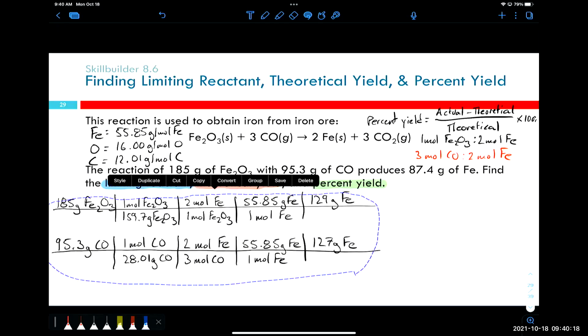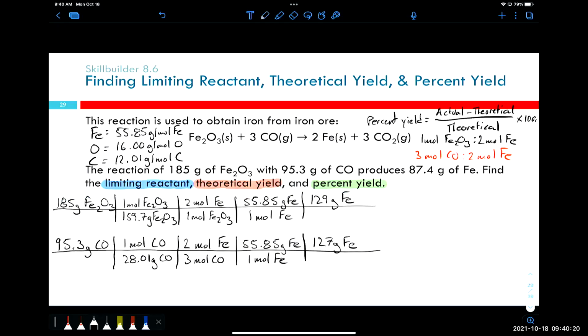Let's try and move that over a little bit. Okay. So you can see that based on the quantities that we were given, they both calculate out to more than the yield from the actual reaction used to produce iron.